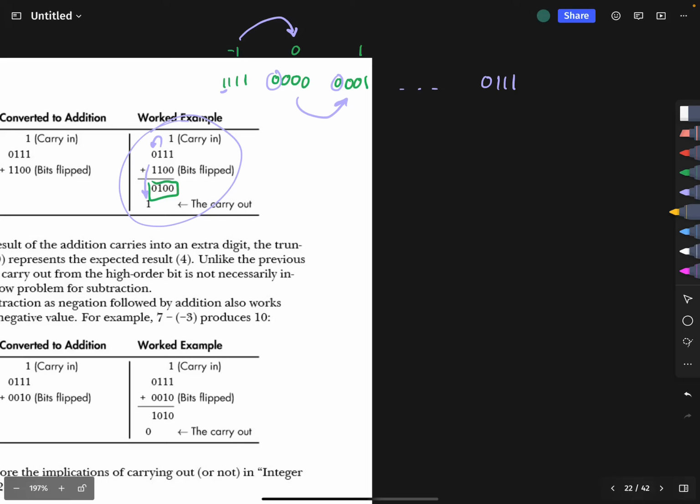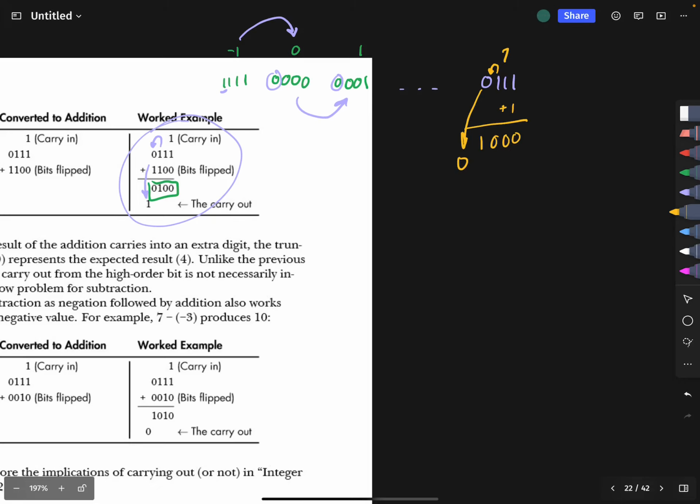And now let's think about what happens when you add 1. If you add 1, so let's just say +1, and let's see the result, 0, 0, 0, 1. Now there, the carry in to the final bit was a 1, but the carry out was 0. There's a mismatch. The carry in is different from the carry out. So when that happens, this is called an overflow.